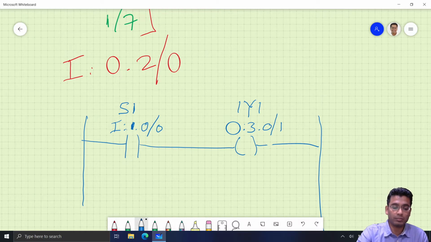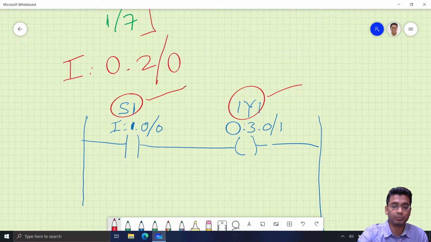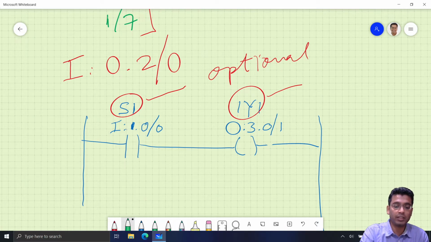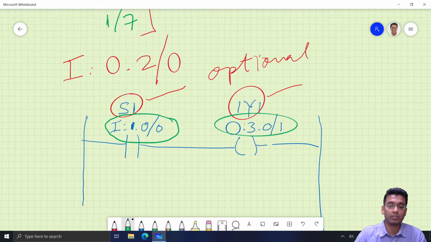This part is optional, even this part is optional. Both are optional. What would the PLC understand? The PLC would actually understand only this part, because that is required for the PLC to execute. This is required.